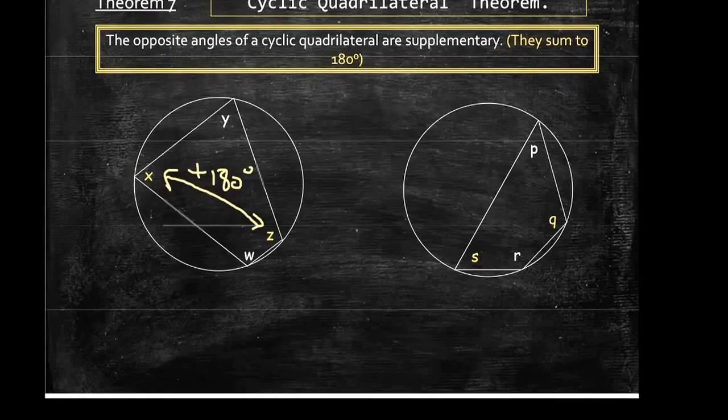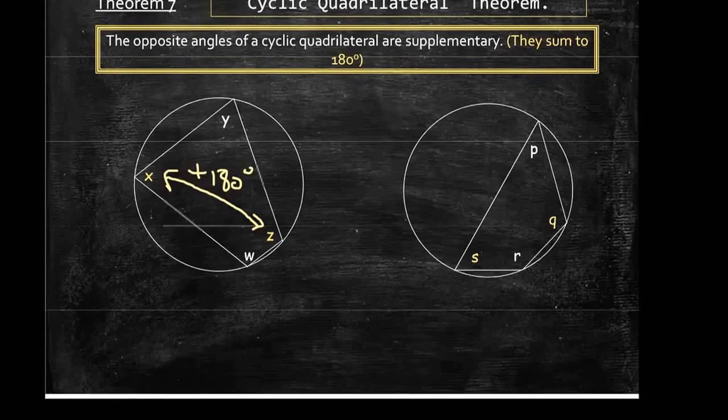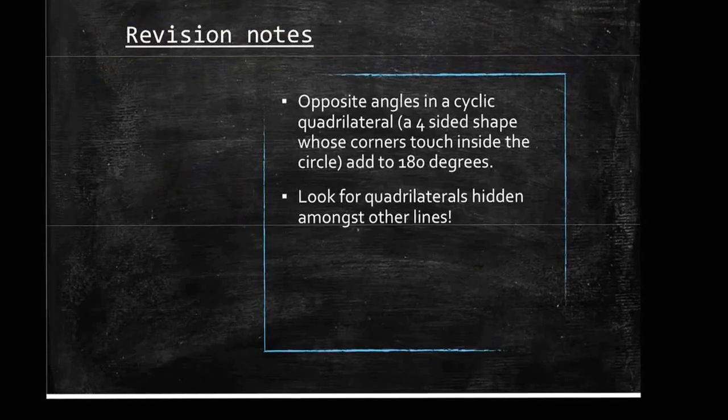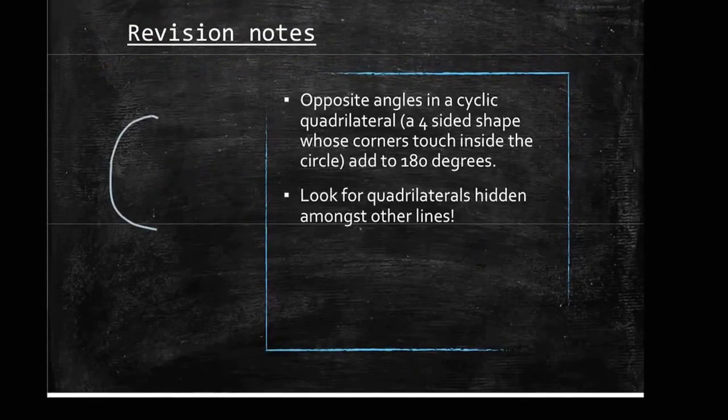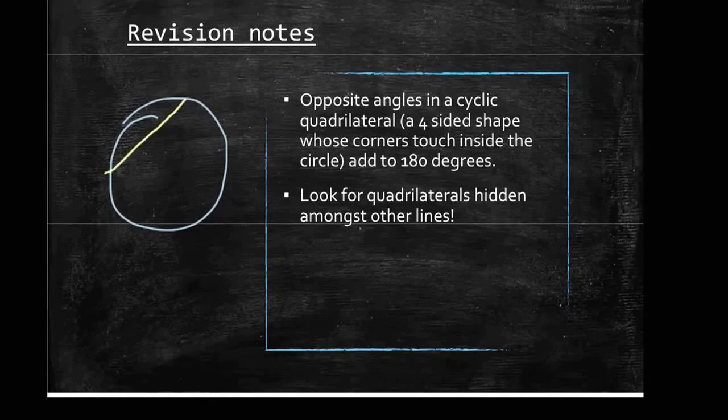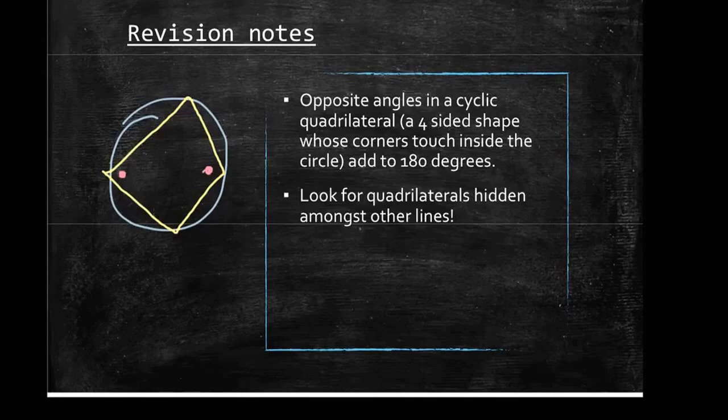Similarly over here, it doesn't really matter where they are, they're still opposite. S and Q would add up to 180. P and R would add up to 180. Again, draw yourself out a little picture. Draw yourself some sort of quadrilateral. A cyclic quadrilateral just means a quadrilateral within a circle. Now again, mine are not particularly neat. However, yours, I'm sure, will be much better.